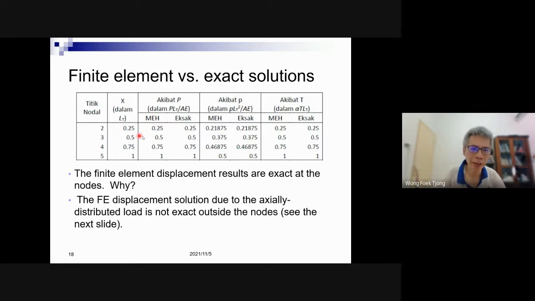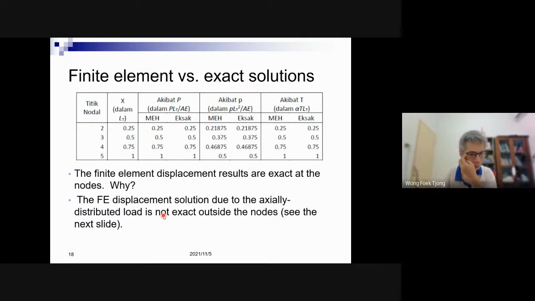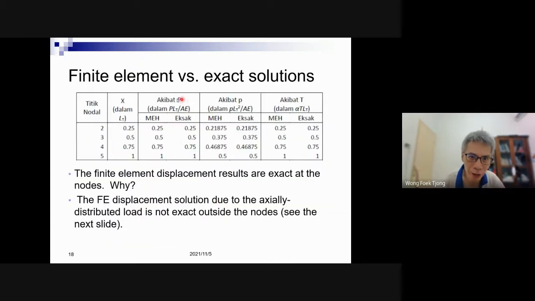This is at the nodes, but how about outside the nodes? Because we compared here only at these nodes, right? But outside the nodes, for example here in the element interior, whether the displacement is still exact, whether the stress or normal force is still exact, can you guess? I don't think so. Not exact outside the nodes. Okay, let's see using graphs. Actually, for concentrated load, the result remains exact outside the nodes.